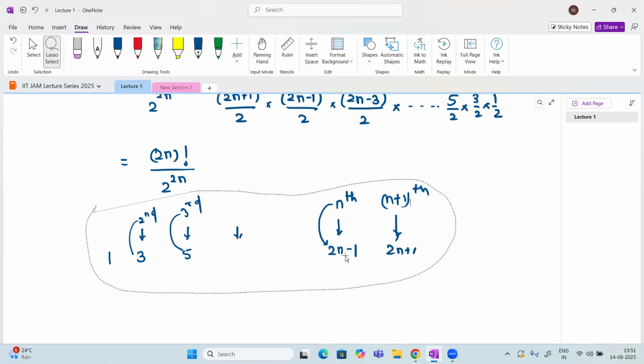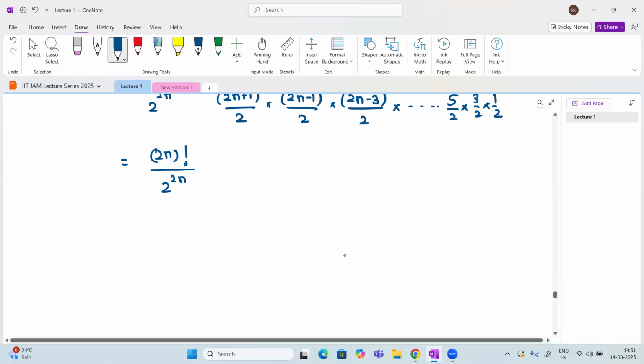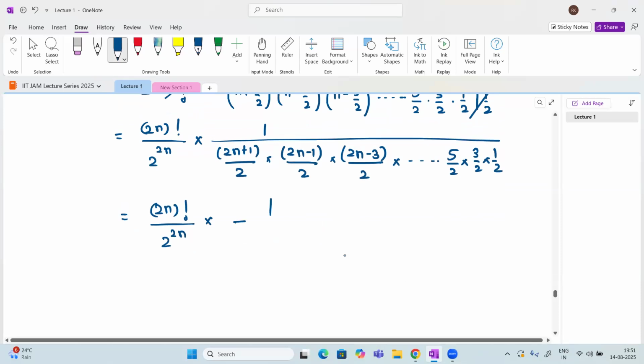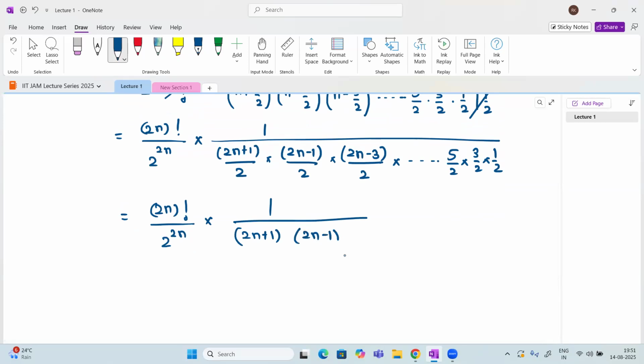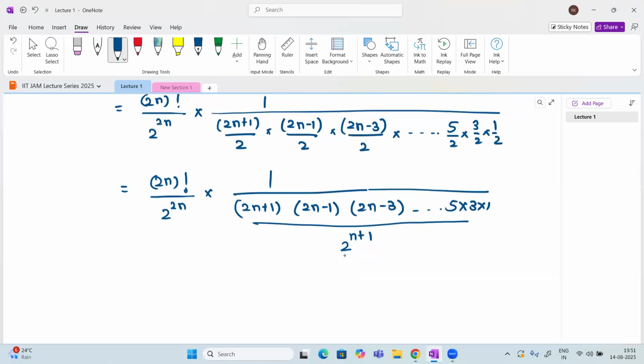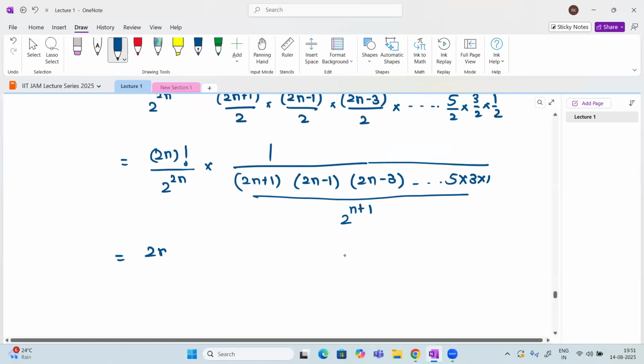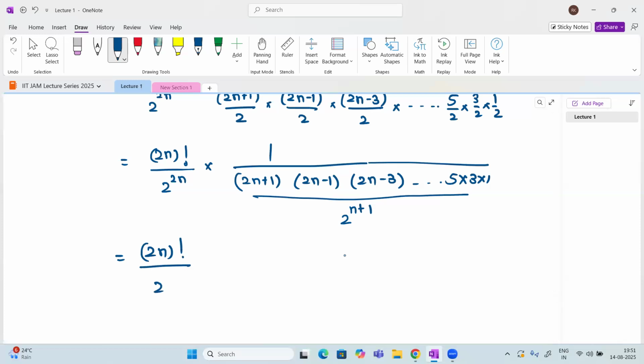Okay, so that means we have a total of n plus 1 brackets, so that many 2's will be generated in the denominator. So we will have here (2n plus 1), (2n minus 1), (2n minus 3), and so on, 5 into 3 into 1, and a total of n plus 1 2's. So 2 raised to n plus 1. So this is equal to (2n)!. Still we need to solve, since the option is not matching here. This 2 raised to n plus 1 is in the denominator of the denominator, so we can shift it to the numerator. 2 raised to n plus 1 means 2 raised to n into 2. Agree with me? Yes, sir.